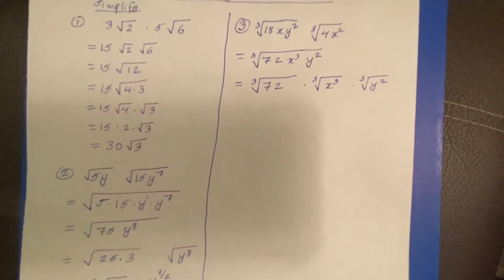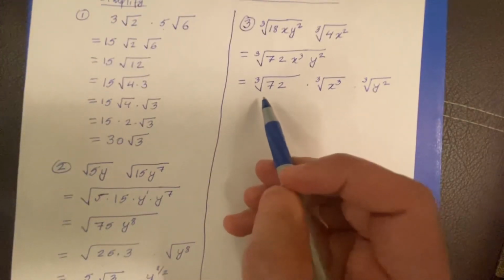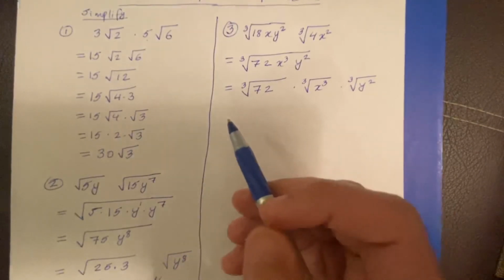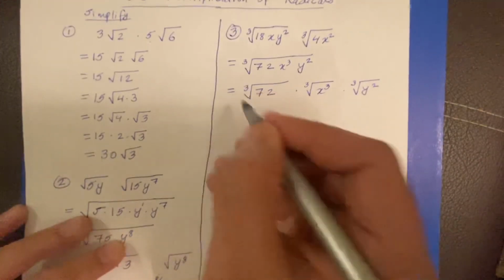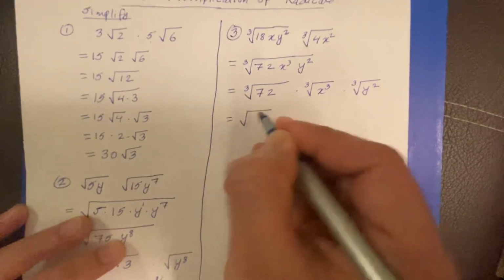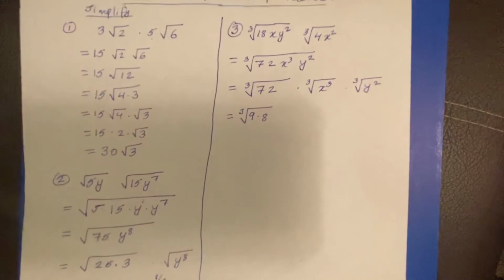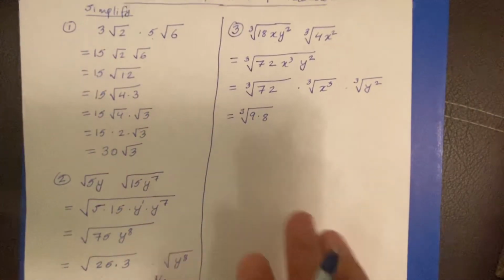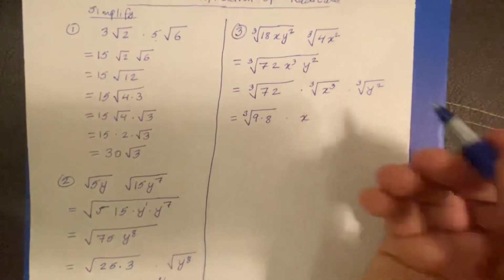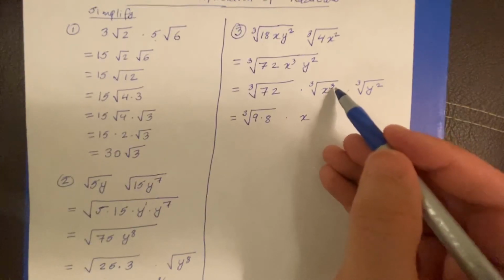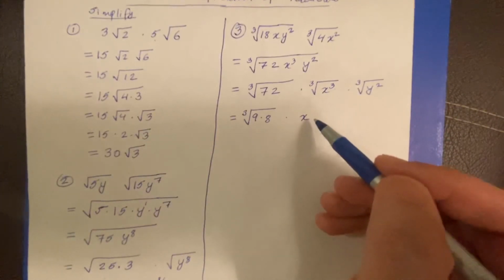All right, so now what we can do with this one is with 72. Since there is a cube root, let's see. We can say the cube root of 9 times 8, because 9 times 8 is 72. And now the cube root of x to the power 3 is just x, because we can divide the power 3 by the 3 of the root, which gives the power 1, so it is just x.